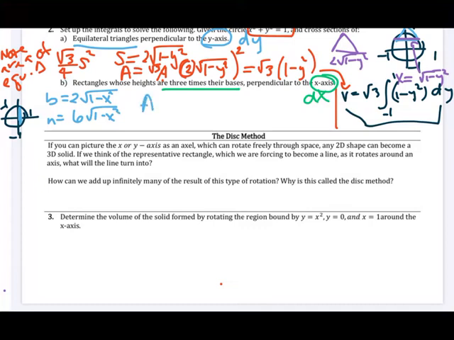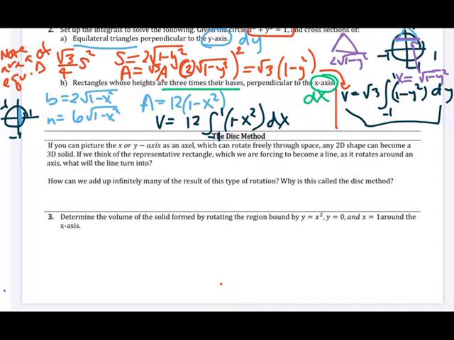So the area of one rectangle is base times height, which is going to give us 12 times 1 minus x squared, which means our volume is going to be 12 times the integral from -1 to 1 of 1 minus x squared dx. So again, the process that you're thinking through for these cross-section problems is draw a picture so you can identify the shape, find the area of the shape, integrate the area of that shape in order to find the volume.